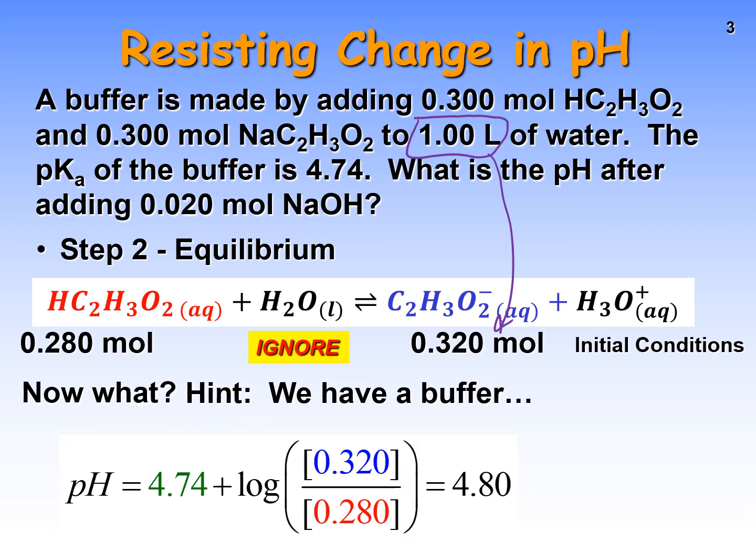It's what I just did. We know this is our weak acid. It goes down here. We know this is our weak base. It goes up there. We're told in the problem that the pKa is 4.74. We plug in, we hit enter on our calculator, we get our pH of the solution.